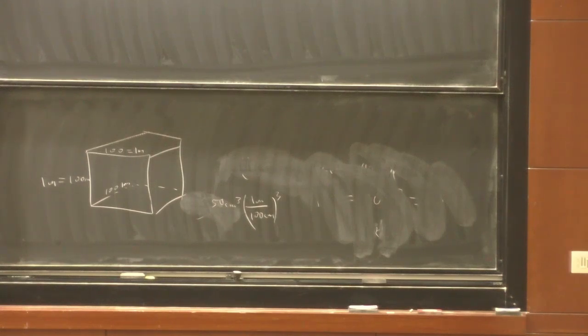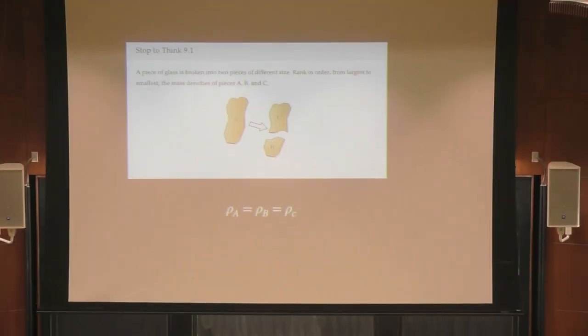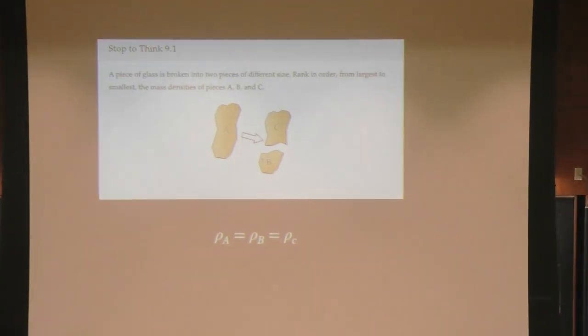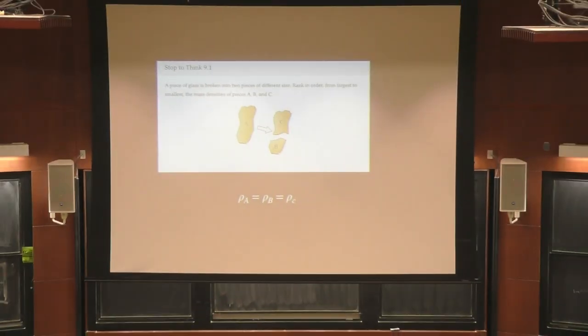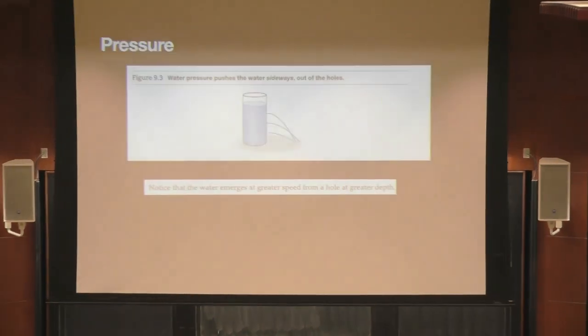So let's see here. A piece of glass is broken into 2 pieces of different size. Rank in order from largest to smallest the mass densities of the pieces. Well, of course, they're all going to be the same, because it was the same piece, and the mass density is just mass per unit volume, which is constant. So if we break it into a smaller piece, the density will be the same. The amount of mass will change because the volume changed. So this one might have a smaller mass than this one, but the density is the same.